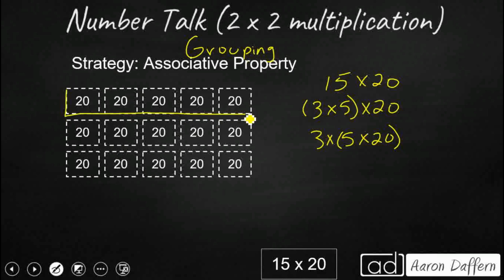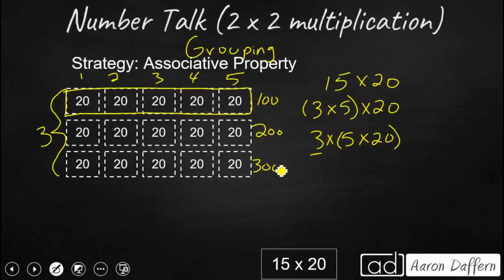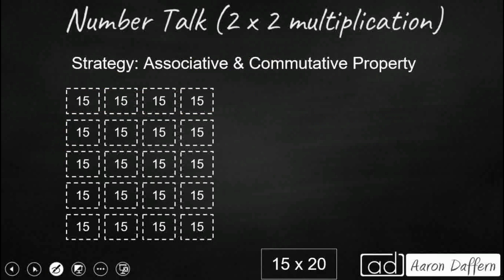I've got 5 groups of 20. 1, 2, 3, 4, 5. Well, that's easy. 5 groups of 20 is 100. I've got 3 groups of 5 groups of 20. So I'm just going to skip count by 100s. Look at that. 100, 200, 300.